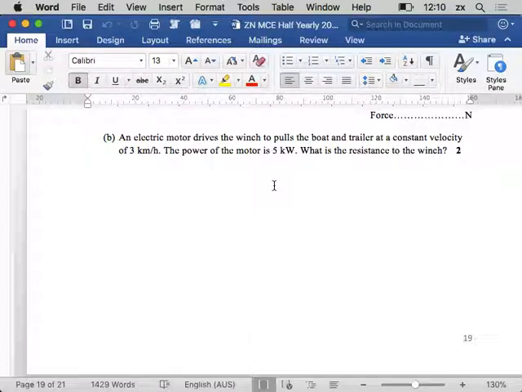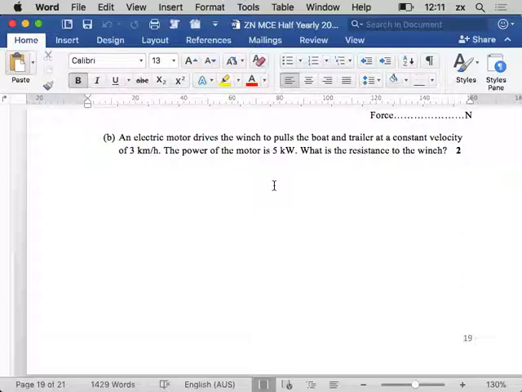An electric motor drives the winch to pull a boat and trailer at a constant velocity of 3 kilometers per hour. The power of the motor is 5 kilowatts. What is the resistance to motion of the winch? So what we're going to do is write our data. What are we given first? V equals 3 kilometers per hour, which straight away we're going to divide by 3.6. 3 divided by 3.6 equals 0.83 meters per second.